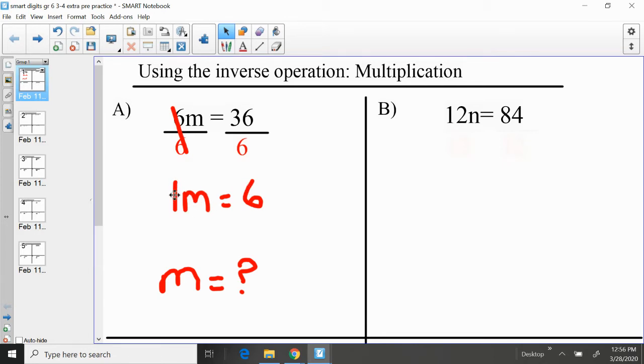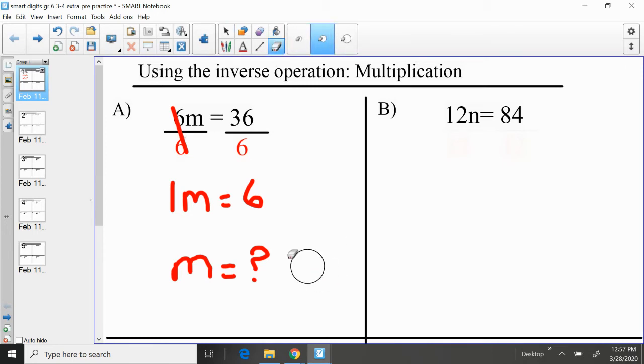And we don't need this 1 in front of it, so we can go and throw it away. Or we can just go, hey, 1m is m. And we know that we can get rid of that question mark now because we now know that m equals 6. Now, if we wanted to prove that that was correct, and we look at the original equation, 6m equals 36. 6 times what equals 36? Does 6 times 6 equal 36? Yes, it does. So there we go.